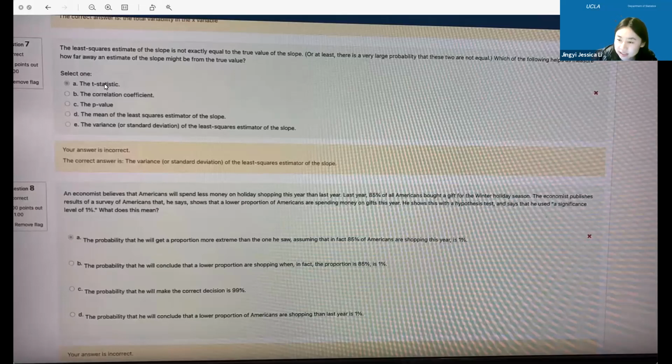Although the t statistic has a denominator in it, and that denominator is trying to capture the standard error of your slope estimate, but it's not really. T statistic itself is not an uncertainty quantity. It's not trying to quantify the uncertainty of your slope estimate. In fact, that quantity for uncertainty is the variance.